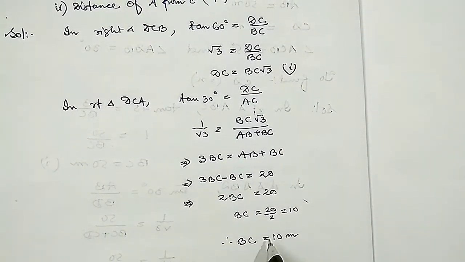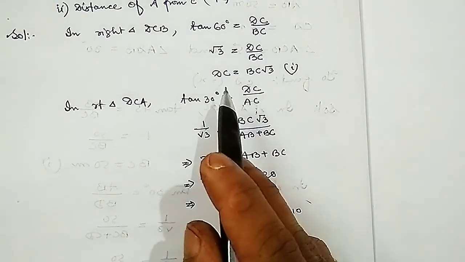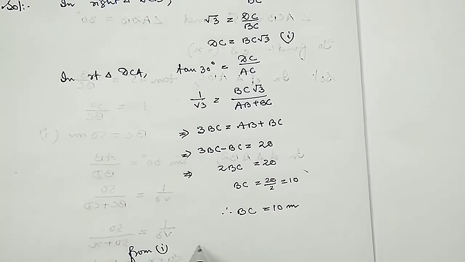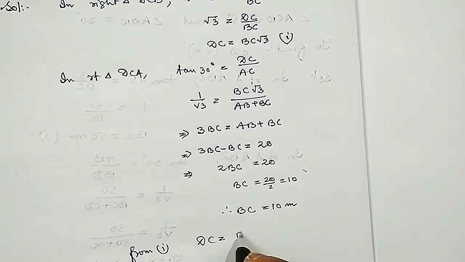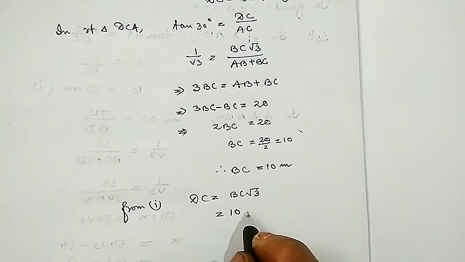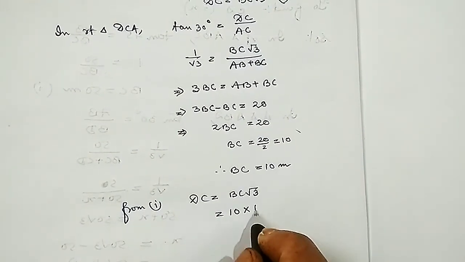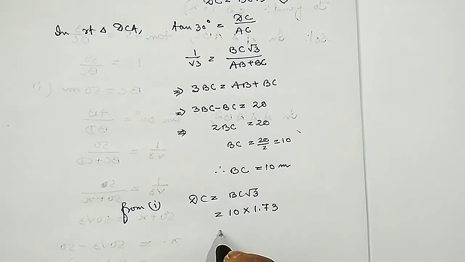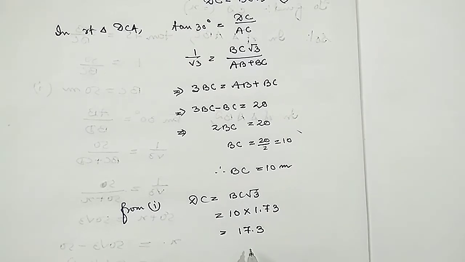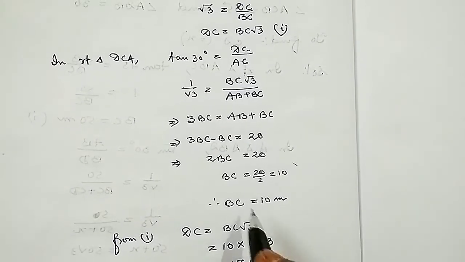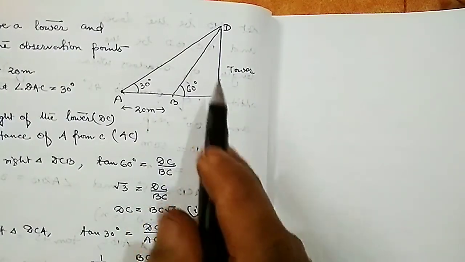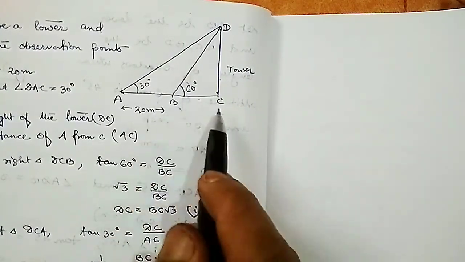Now, once we know the value of BC, it can be placed here to get the value of DC. So we can write from equation 1, DC equals BC root 3. And BC is 10, so it will be 10 root 3. And root 3's value is 1.73. So if I multiply, I am going to get 17.3. Okay, so we got DC and we got BC. Two things we have to calculate: one is DC, another is AC. DC we got 17.3. Now how to calculate AC?